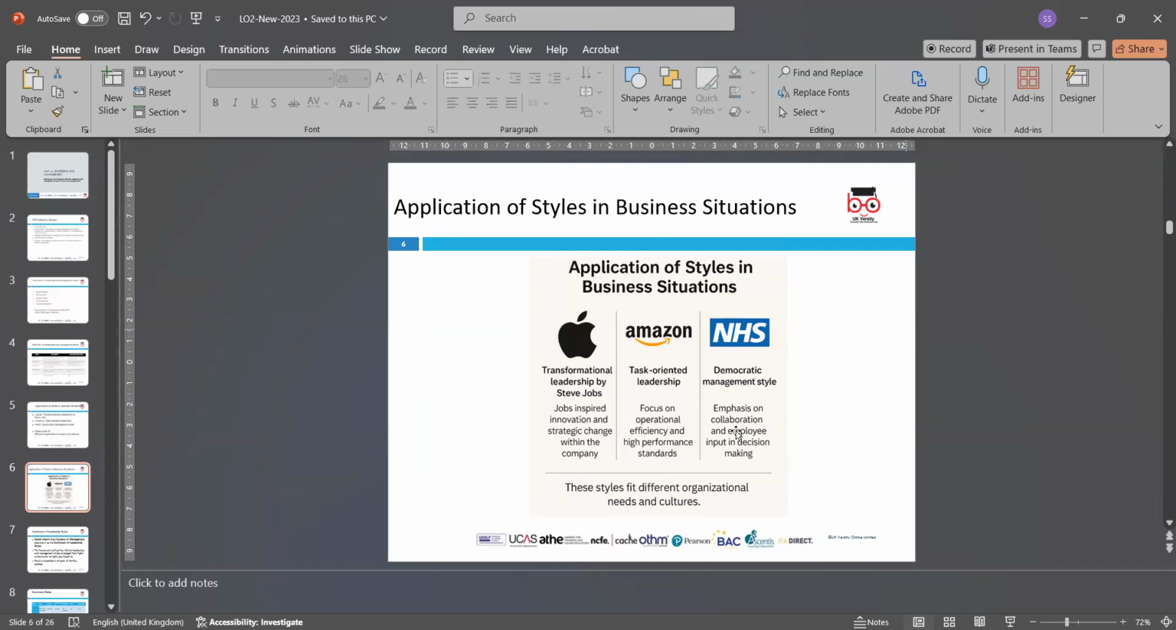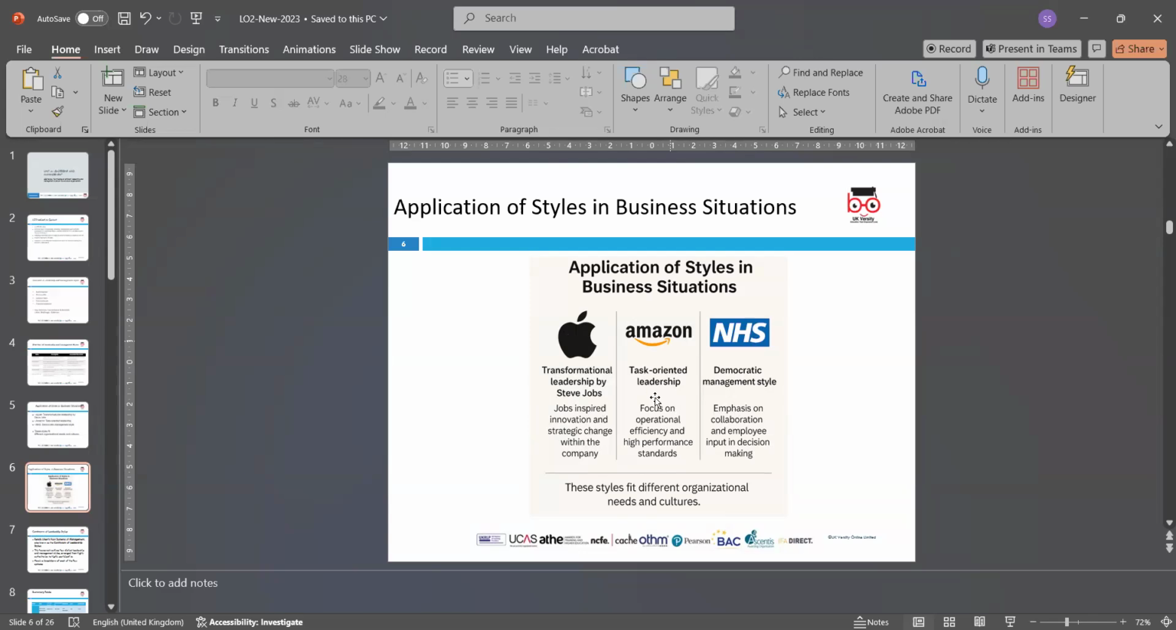So that's why they are using the democratic style, because they need input from everybody. So that's why this leadership style is more suitable for this organization. On the other hand, if we talk about Apple, in transformation, as we talked about, they are more suitable where the organization is looking for change or innovation. So in those organizations, this kind of leadership style is very successful.